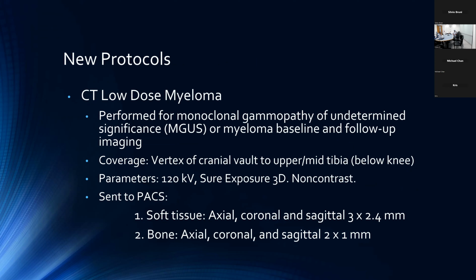And this is really meant to replace the radiographic skeletal surveys for the assessment of myeloma or MGUS. And really offers quite substantially better sensitivity compared to the routine skeletal surveys that we've been doing up till this point. So this is generally an on-contrast examination, covers nearly the entire body, pretty much from vertex of the cranial vault all the way through the upper calves just below the knees.